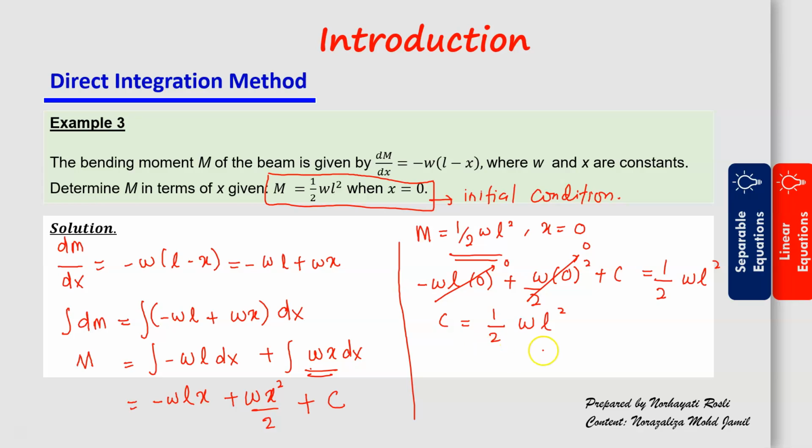In this case, to get the unique solution for M in terms of the general solution, you need to substitute this C with this. So that our final answer, M, equals negative WLx plus Wx squared over 2 plus 1 over 2 WL squared. So this is the unique solution, the final solution for M when we have this problem with this initial condition.